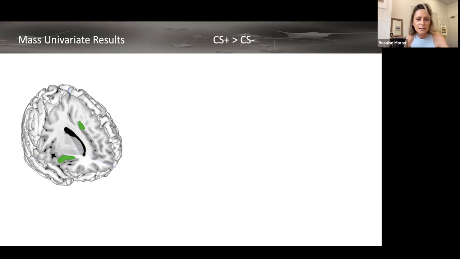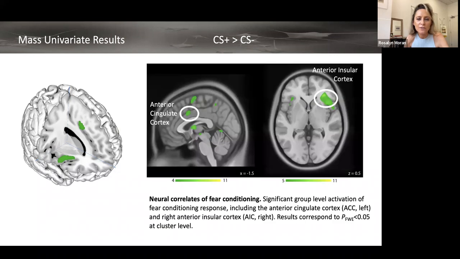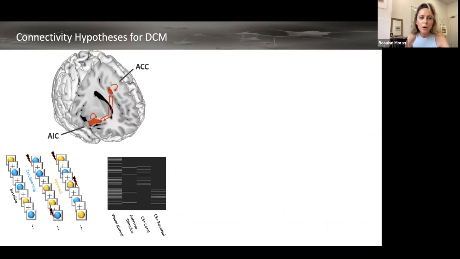So again, this is why we're going to use a DCM, where there are key regions in the anterior cingulate and also in the anterior insular cortex that show a significant response at whole brain cluster correction. And so what we did was look at connectivity hypotheses from DCM, where we were interested in the bidirectional connections between these two regions through the cingulate and the insula.